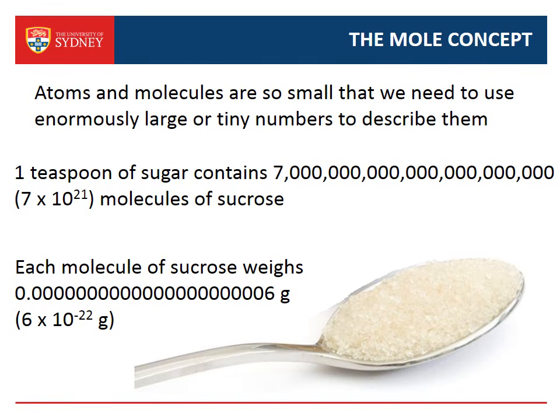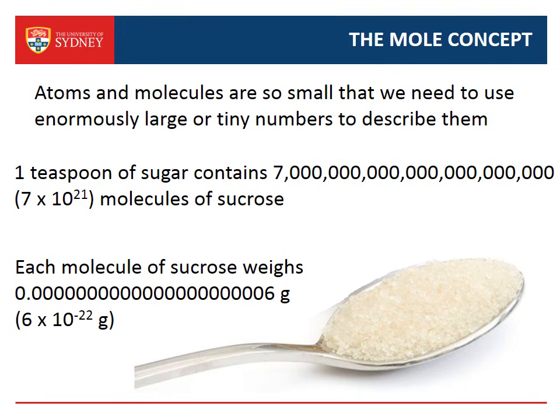The mole concept addresses the fact that atoms and molecules are so small that when we describe them, we need to use enormously large or enormously small numbers. For example, in 1 teaspoon of sugar, there are about 7 sextillion molecules, that's 7 with 21 zeros, or 7 by 10 to the 21 in scientific notation.